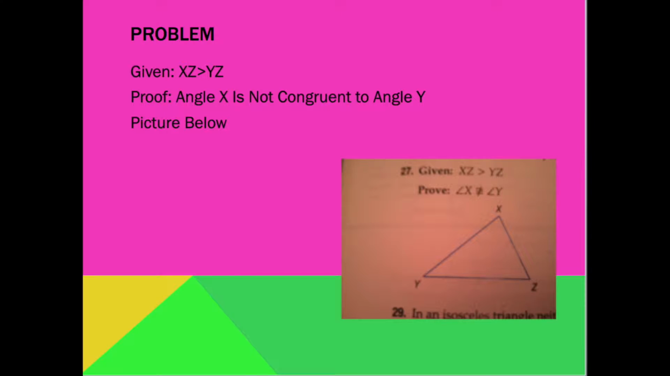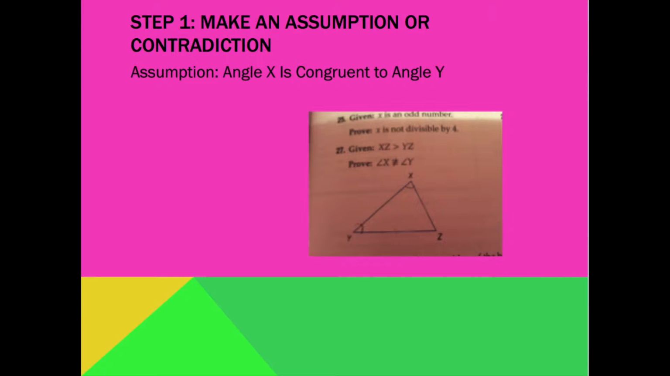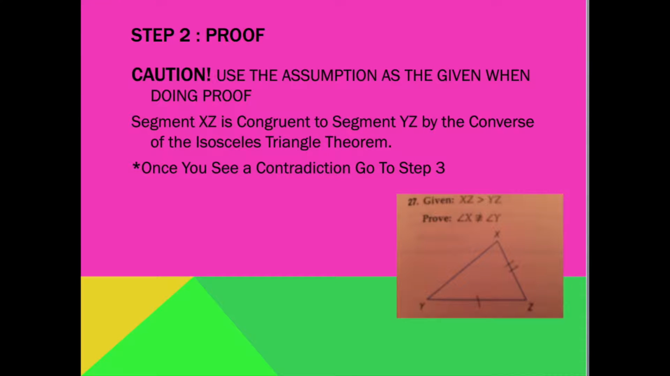Given: XZ is greater than YZ. Prove: angle X is not congruent to angle Y, as seen in the picture down below. Step 1: Make an assumption for contradiction. Assumption: angle X is congruent to angle Y. Step 2: Proof. Caution: use the assumption as the given when doing the proof. Segment XZ is congruent to segment YZ by the converse of the isosceles triangle theorem.